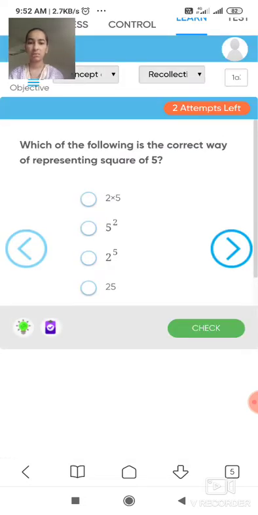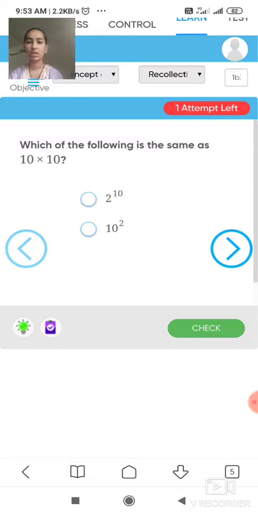Let's take another example. Which of the following is the correct way of representing the square of 5? Square of 5. How are we going to write the square of 5? 2 multiplied by 5, or 5 square, or 2 raised to 5, or 25. How are we going to write that number? Square of 5 is written as 5 square. Yes, students, it means the square of 5.